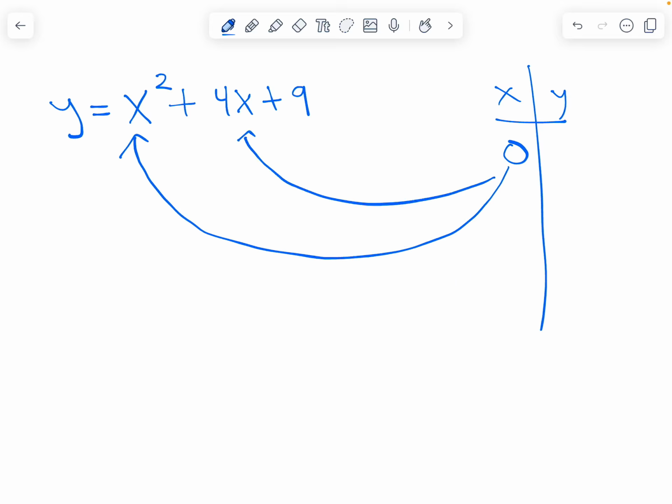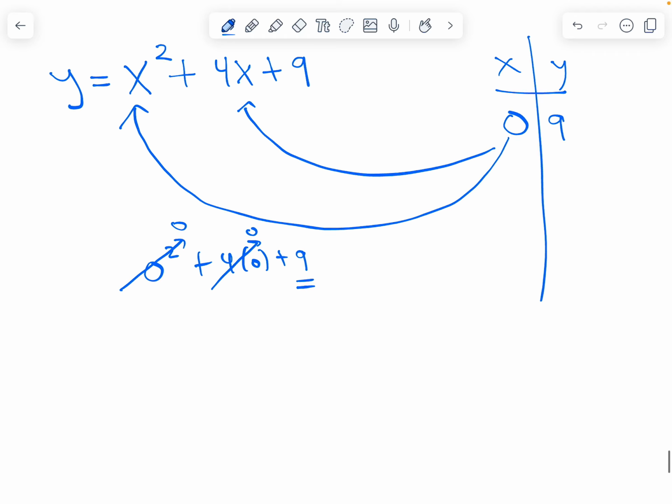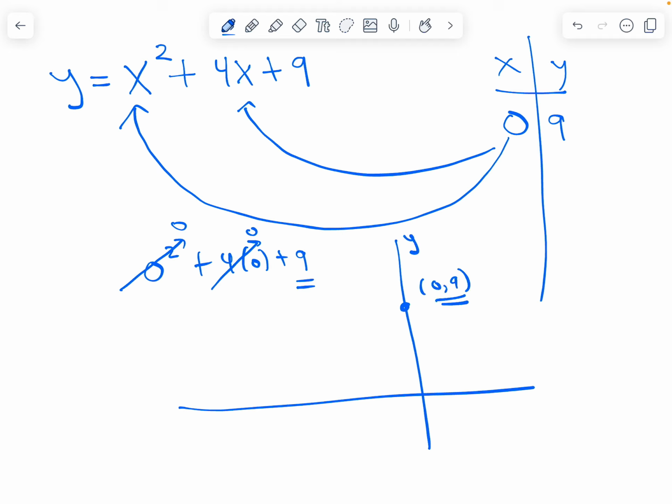x? When I rewrite this equation with all the x's replaced with zeros, you get 0 squared plus 4 times 0 plus 9. 0 squared is 0, 4 times 0 is 0, and 9 is what comes out of it. So when you graph it, you end up having the point 0, 9. And that will be on the y-axis, and it's called the y-intercept.